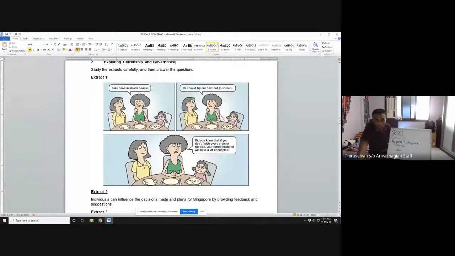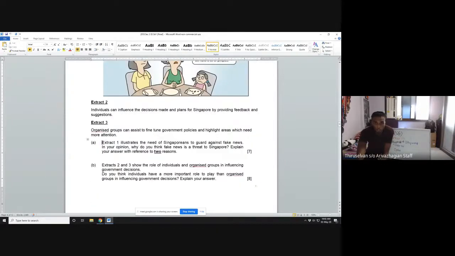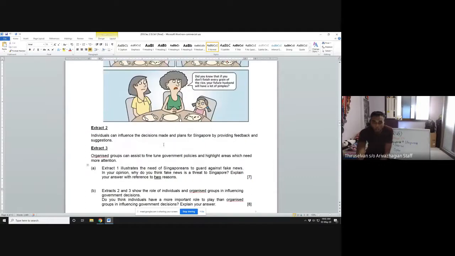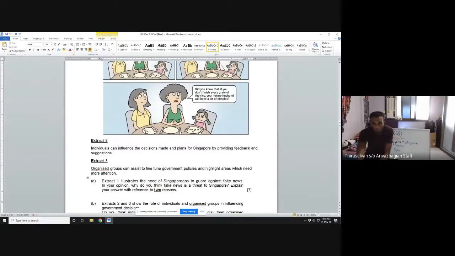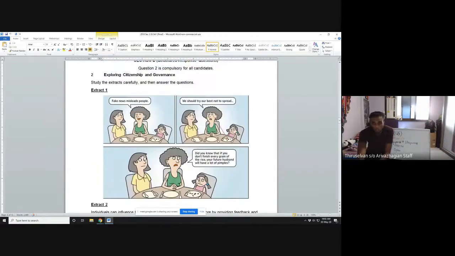So we have extract one here, like just now what I said, it's a cartoon. It gives some information. Now, I want you to remember that these three keywords are not just obtained from extract one. They can also be obtained from the question itself. The question itself actually provides quite a bit of information, so it might give you some important keywords as well. So take note of that.